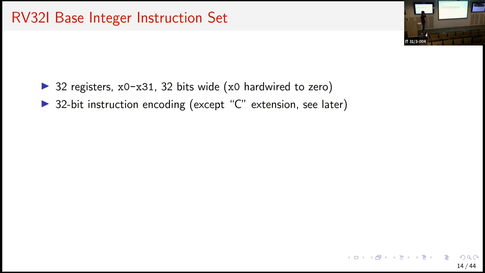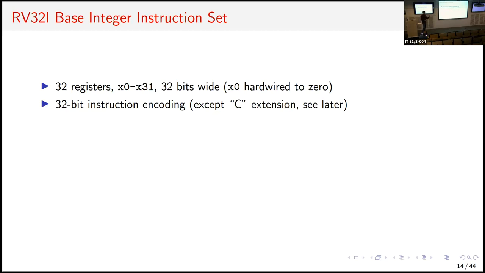So this base integer instruction set defines that there are 32 registers called X0 to X31. There are some aliases. All of them are 32 bits wide, and X0 is a special one. If you read from X0, you get 0 back. If you write to X0, nothing happens. There is a 32-bit instruction encoding, so all instructions are 4 bytes long.